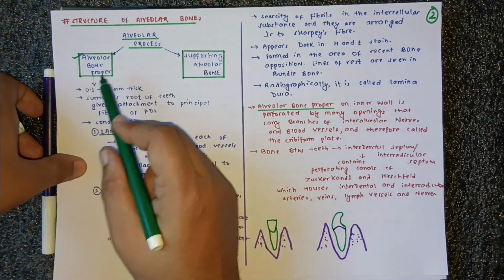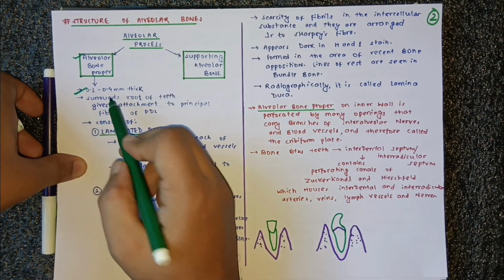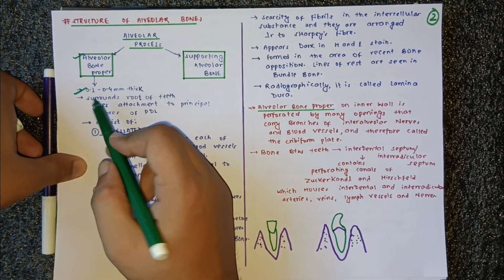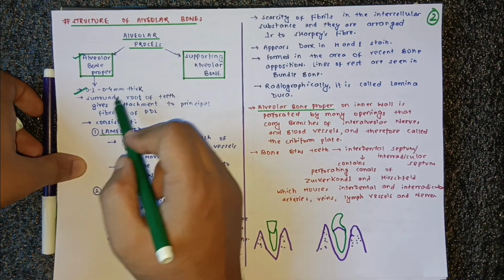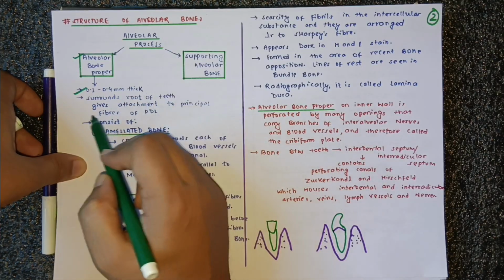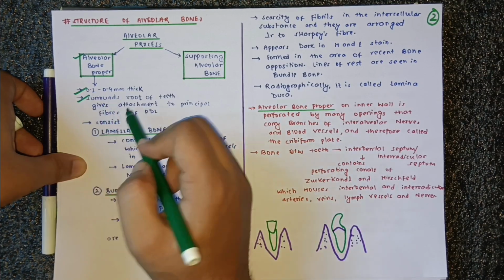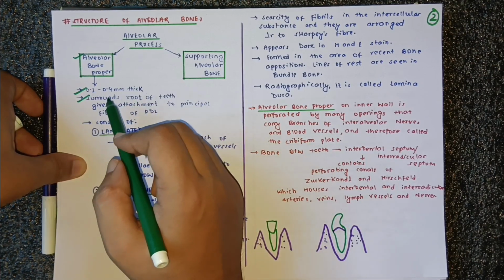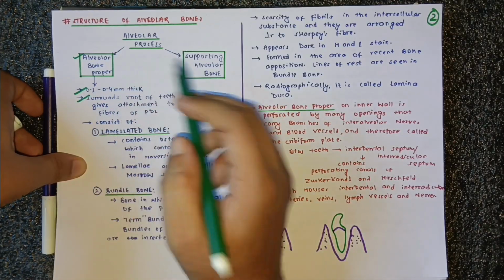So the alveolar bone proper is 0.1 to 0.4 mm thick, okay. After that, it surrounds the root of the teeth and gives the attachment to the principal fibers of the periodontal ligament, okay. So this is the main portion of the alveolar bone, that is surrounding the root of the tooth, okay.